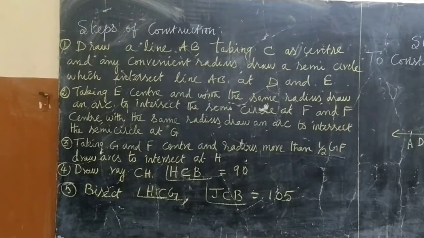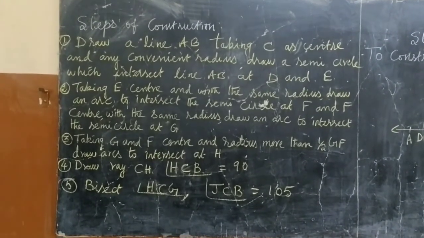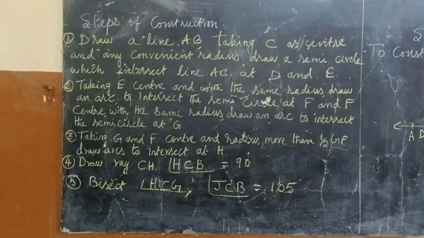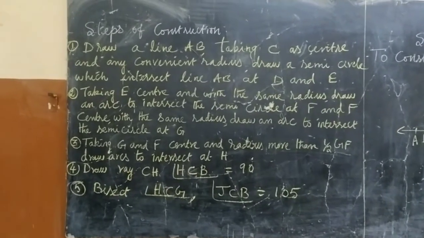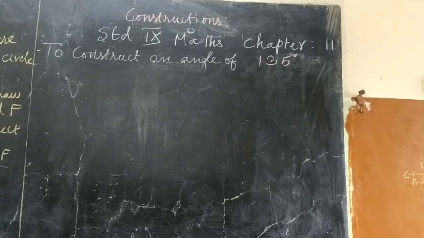Draw ray CH. Angle HCB is equal to 90 degree. Bisect angle HCG. Angle JCB is equal to 105. That is the required angle. The next construction is, construct an angle of 135 degree.